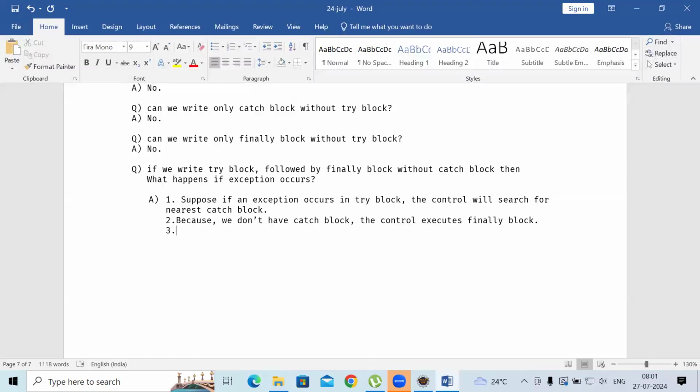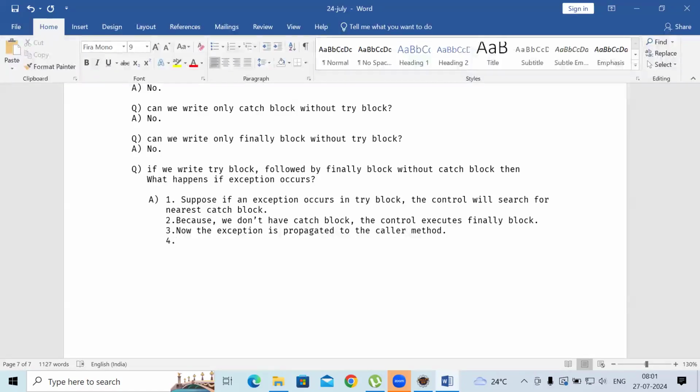Third point: tell me what happens after executing the finally block. After executing the finally block, the control goes to the main method. Otherwise, I can say the exception is propagated, meaning transferred, to the caller method. Now the exception is propagated to the caller method.